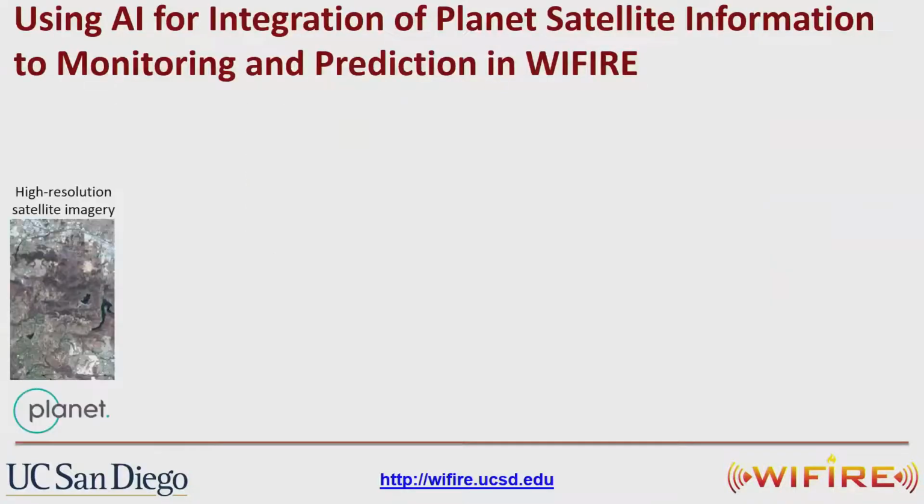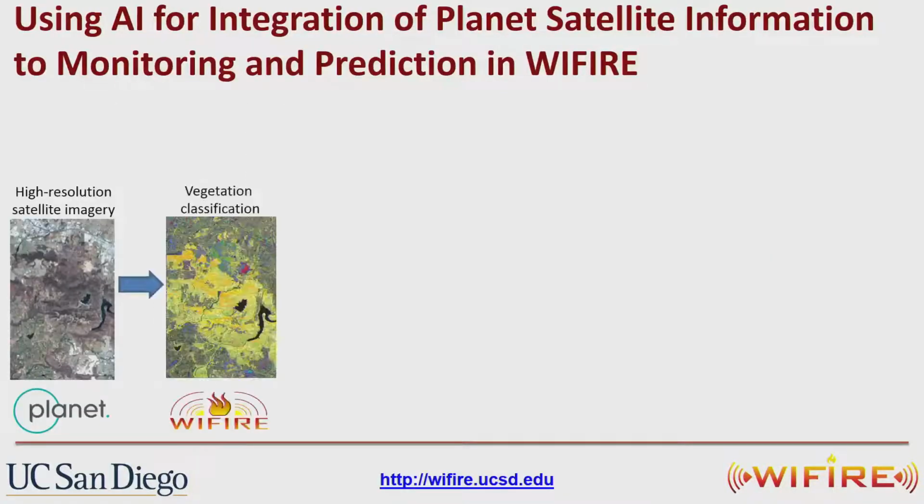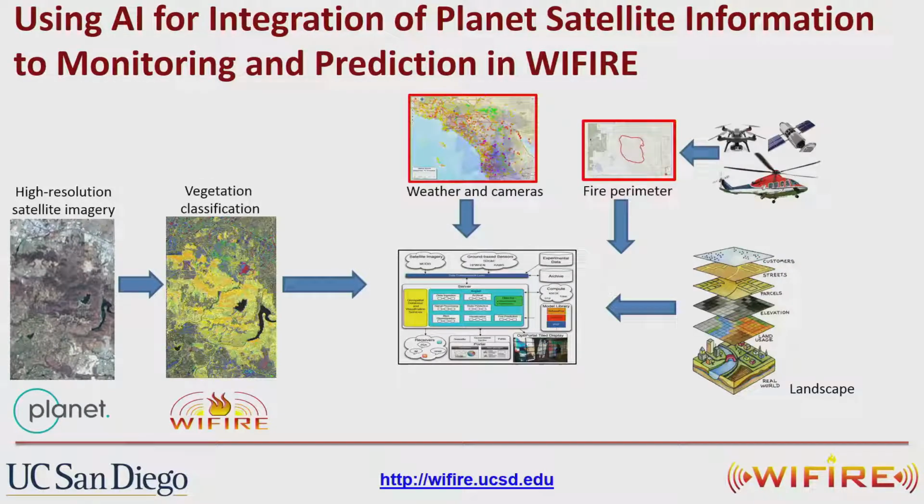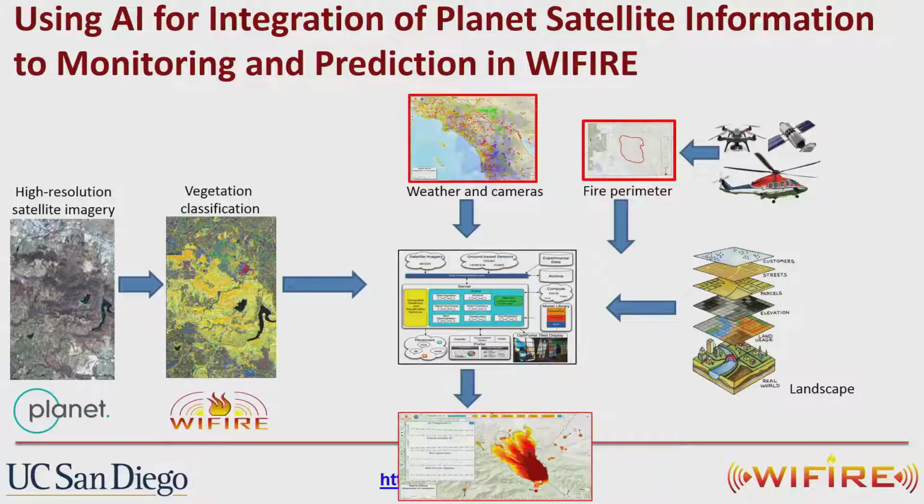How would you use it then, right? The planet data comes and it gets turned into, let's say, vegetation classification. And that goes into these workflows for, in this case, doing fire modeling with the rest of it, weather cameras, fire perimeters we are getting from the aircraft, and things like that. And it turns, in this case, into a map, an overlay of the fire behavior on a map.